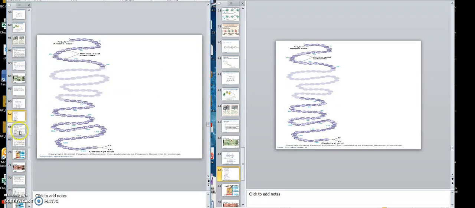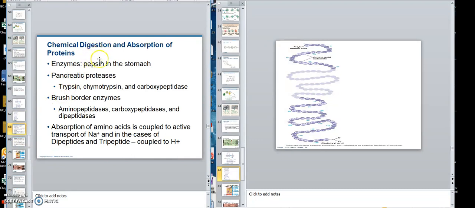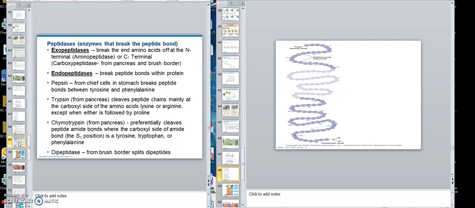So let's go here. Okay, chemical pepsin in the stomach, pancreatic proteases, trypsin, chymotrypsin, carboxypeptidase. Then we have brush border, what's aminopeptidase, carboxy, and dipeptidase. Okay, absorption is coupled to sodium, as we mentioned. All right, let me kind of explain this. All right, let's see if we can find something here. All right. This is why we have so many different proteolytic enzymes.